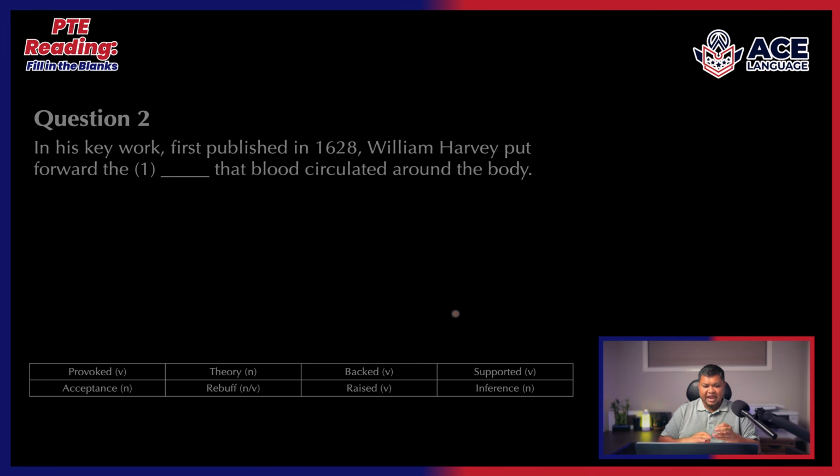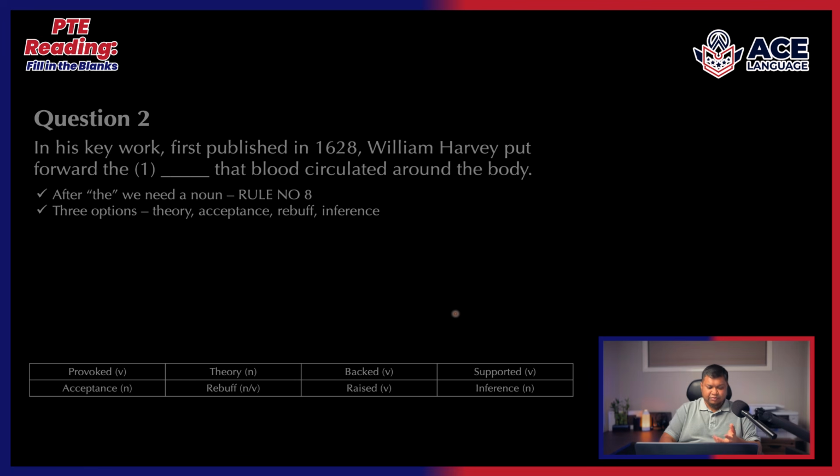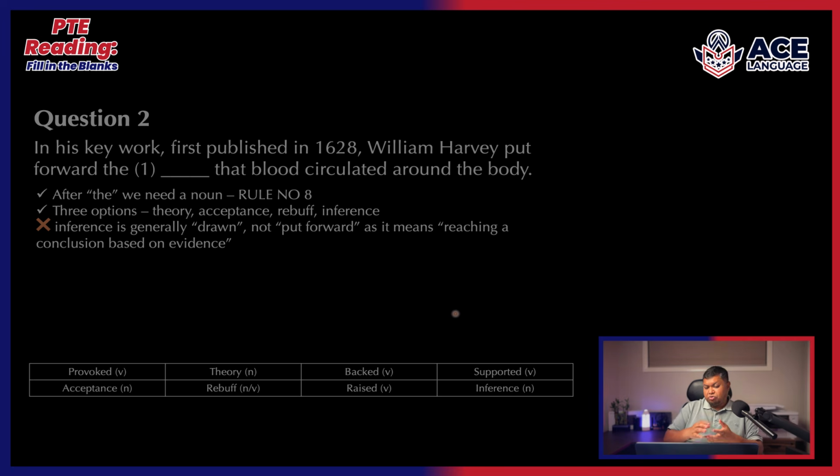If I look at the first sentence, it says, in his key work, first published in 1628, William Harvey put forward the dash that blood circulated around the body. So we have the before the blank, that means we need a noun. Rule number 8, 4 options are available, my typing mistake here: theory, acceptance, rebuff, and inference. Inference generally means drawn, not put forward. Now, if I look at this particular sentence, it says put forward the, so that means inference cannot be used here.